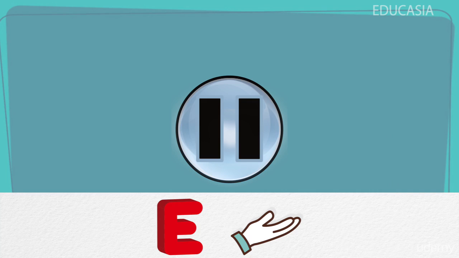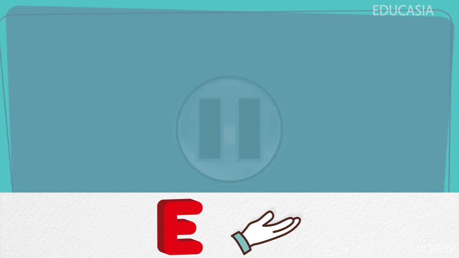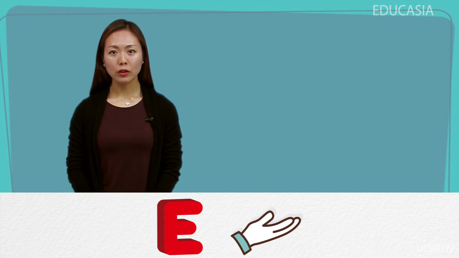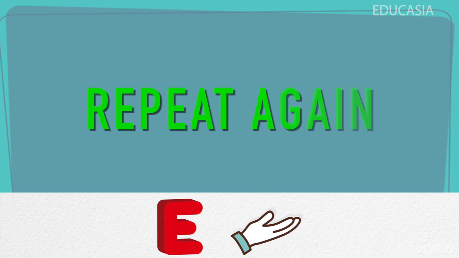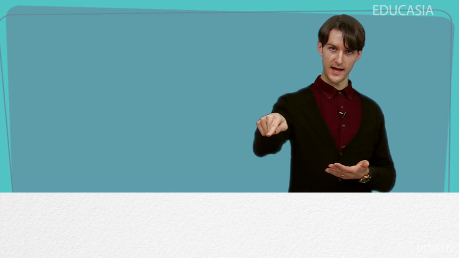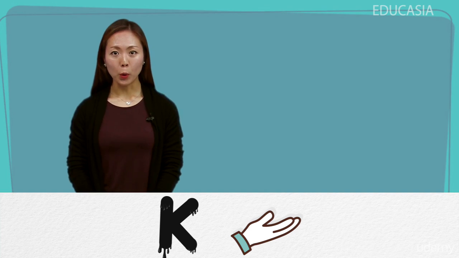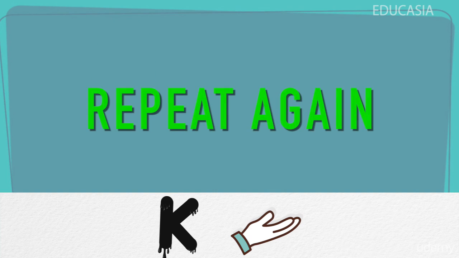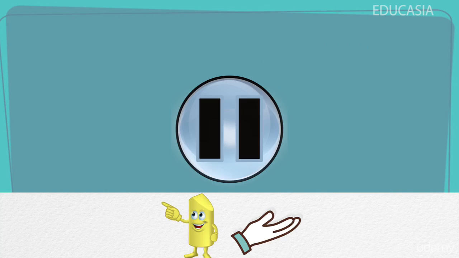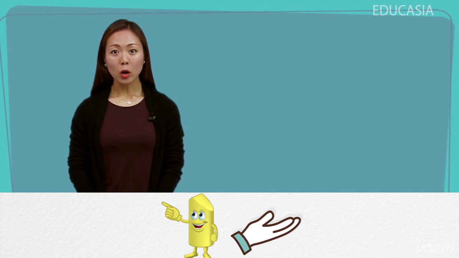Okay, and what about, please give me this thing? 이거 주세요. Good. And what about, please give me that thing? 그거 주세요. Okay, please give me that thing over there. 저거 주세요.